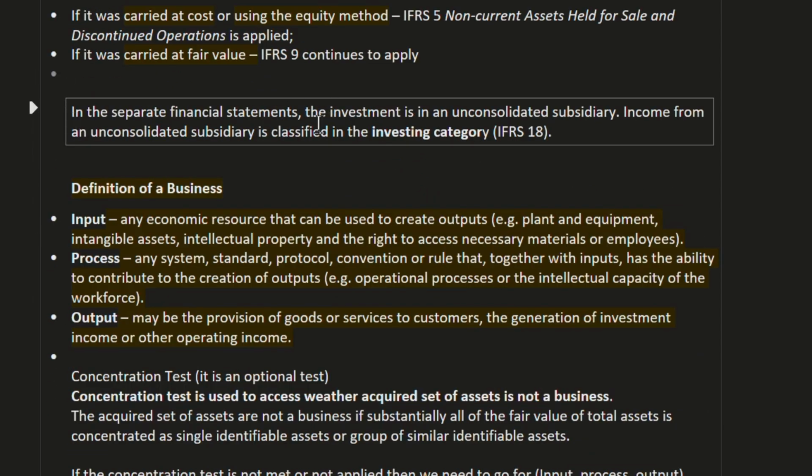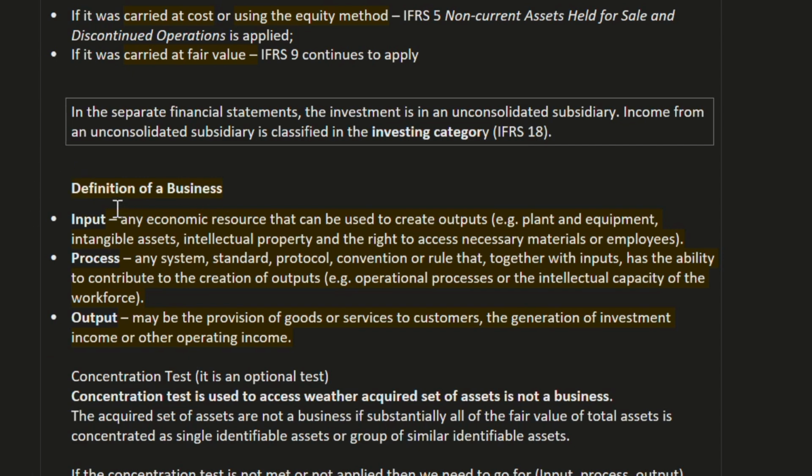Now, in the separate financial statements, income from an unconsolidated subsidiary is classified in the investing category under IFRS 18. So in the new format of the P&L, that is IFRS 18, we have three categories, the same as in the cash flow statement: operating category, investing category, and financing category. It will be applicable from 1st of January 2027.